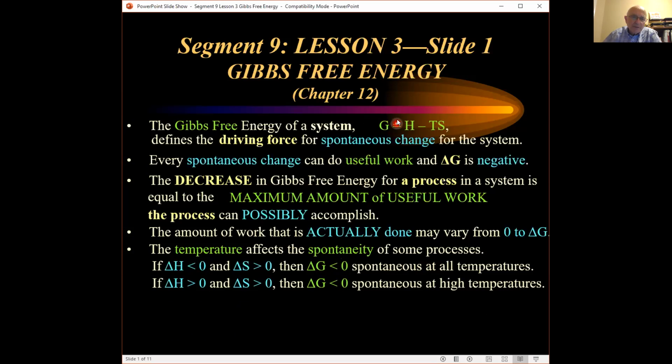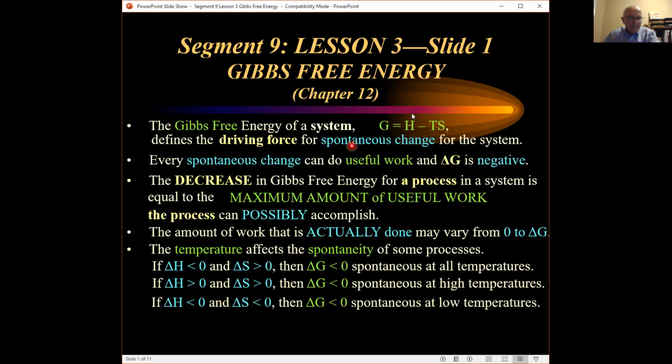Now, suppose delta H is greater than 0, so this term is trying to keep it from being spontaneous. If delta S is also greater than 0, then as the temperature goes up, the minus T delta S term gets more important. So it becomes spontaneous at high temperatures. You get the temperature high enough, the second term will overtake the first one, and from that temperature on up, the process becomes spontaneous.